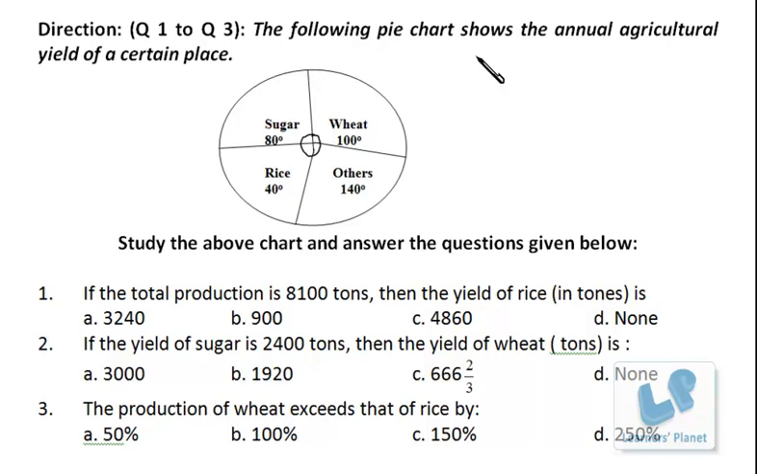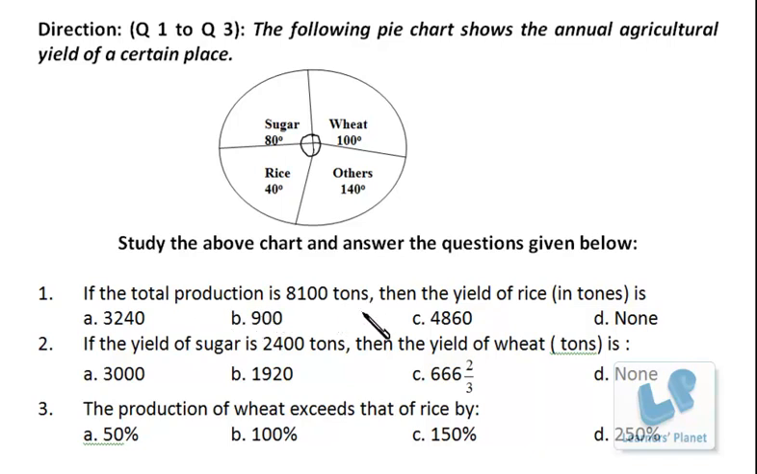The following pie chart shows the annual agricultural yield of a certain place, right? So we have to find out the solution to these three problems based on this pie diagram, right? Now, first of all, it should be clear to you that the complete angle of a circle is 360 degree, right? So this complete value is 360 degree. Now, sugar contributes 80 degree, rice 40 degree, wheat 100 degree and others 140 degree, right? Now, we have to answer these questions. Let's try them one by one.